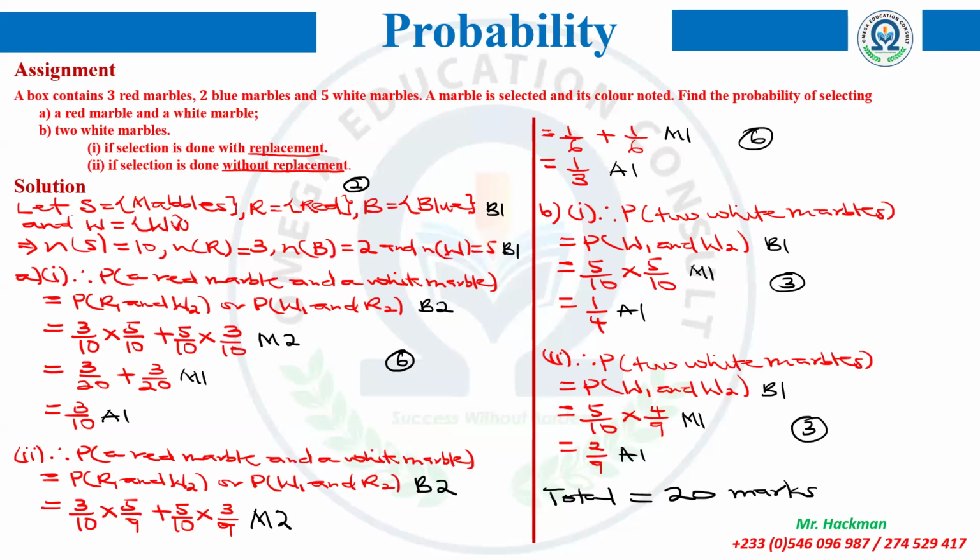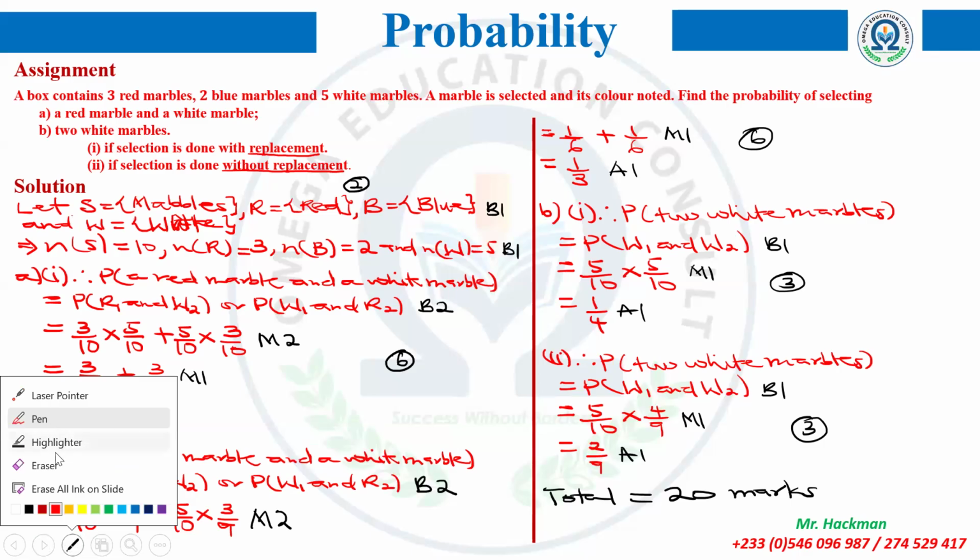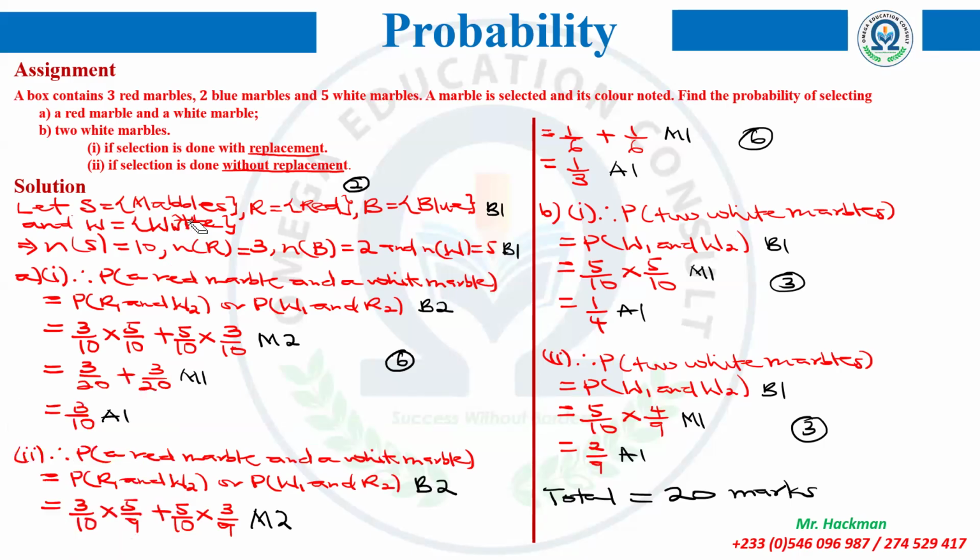So I think I wrote W for white. So let me edit this. So white marbles. That was for W, right? So it will be white, which will be W-H-I-T-E. So this will be white. So let me see if I can make it a bit better. So I will erase then make it a bit better.